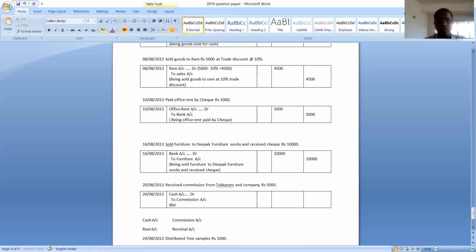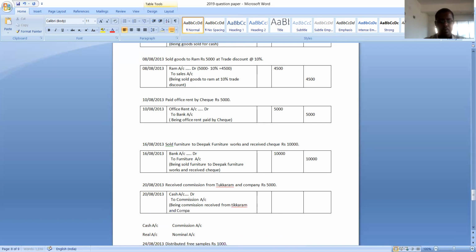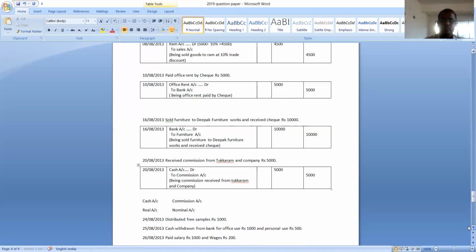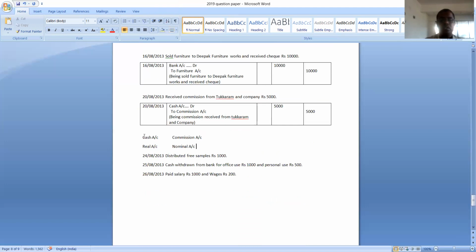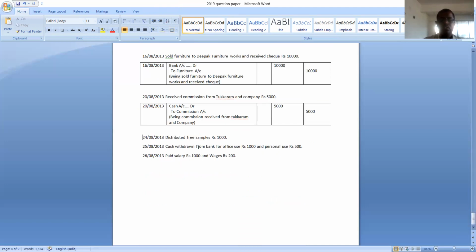So what is the narration now? Narration is being commission received from Tukaram and Company. Okay, just a minute. Okay, what is the amount? We received commission worth rupees how much? 5,000. Done? Yes. Okay. So a few more transactions are remaining. What is the next one?